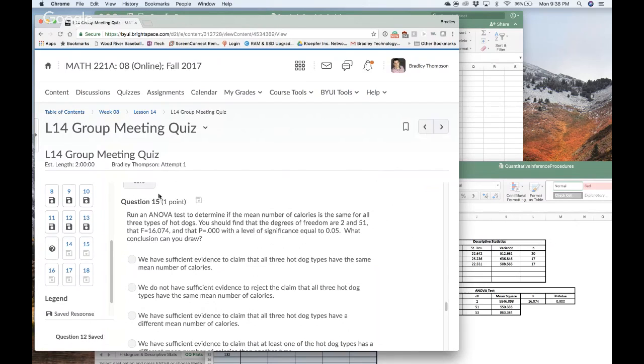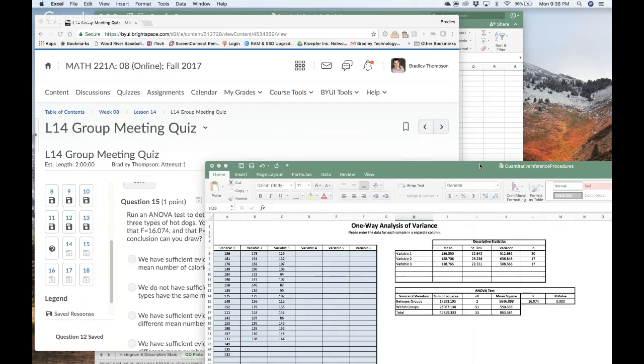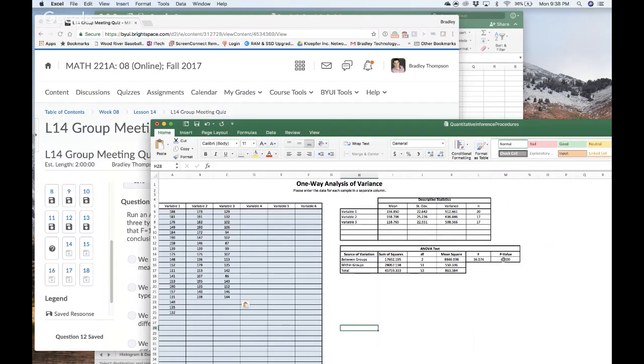Okay, so run an ANOVA test to determine if the mean number of calories is the same for all 3 types of hot dogs. You should find that the degrees of freedom are 2 and 51, the F is 16.074, and the P is 0. The level of significance is 0.05. What conclusion do you draw? Which is, I think, exactly what I got, right? 2 and 51, yeah.